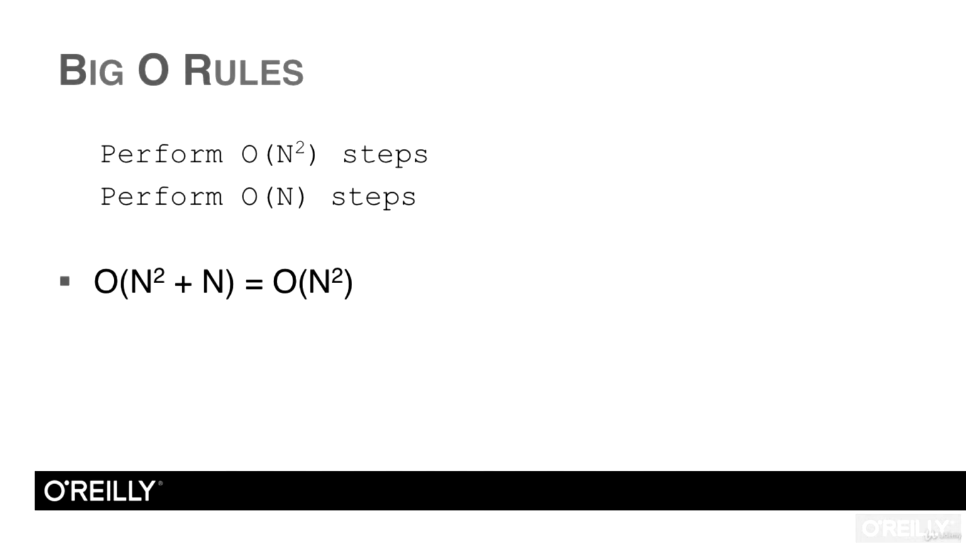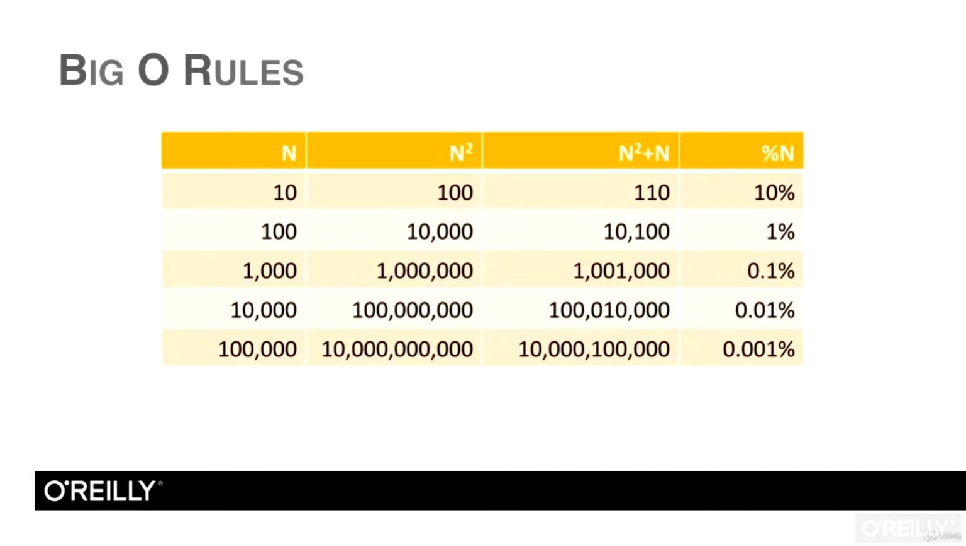To see why that makes sense, let's plug in some numbers and see how many steps the program is executing. When n is 10, n squared is 100, and n squared plus n is 110. At that point, the extra n accounts for only 10% of the total number of steps. When n is 100, n squared is 10,000, and n squared plus n is 10,100. Now the extra n term adds only 1% to the total. When n is 1,000, n squared is 1,000,000, and n squared plus n is 1,001,000. Now the extra n adds only 0.1% to the total.